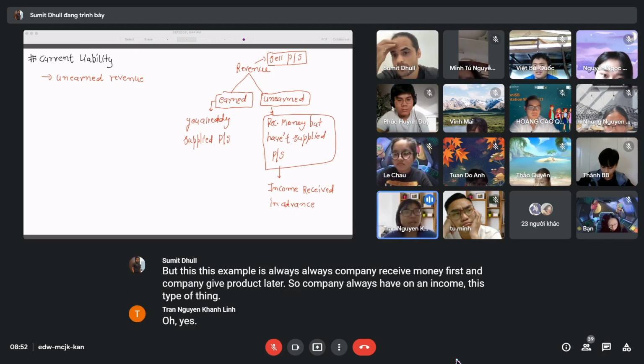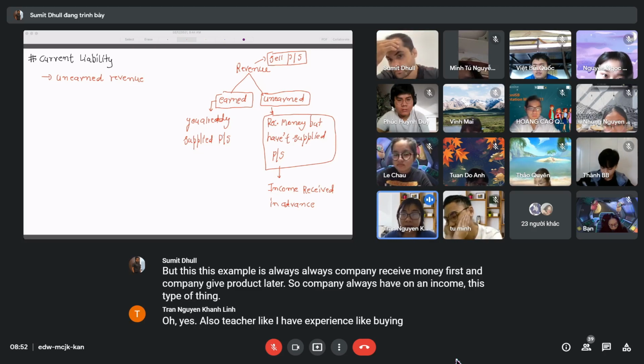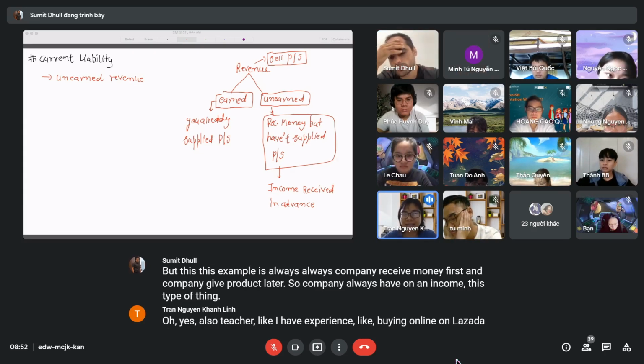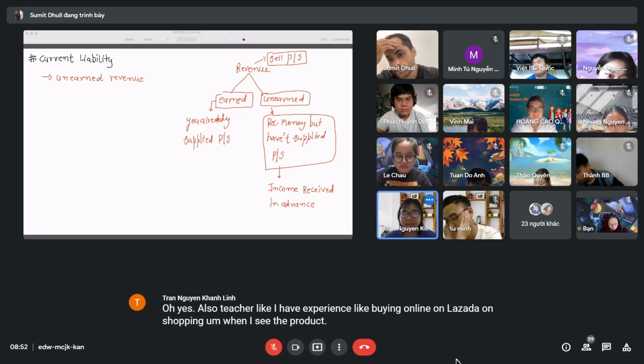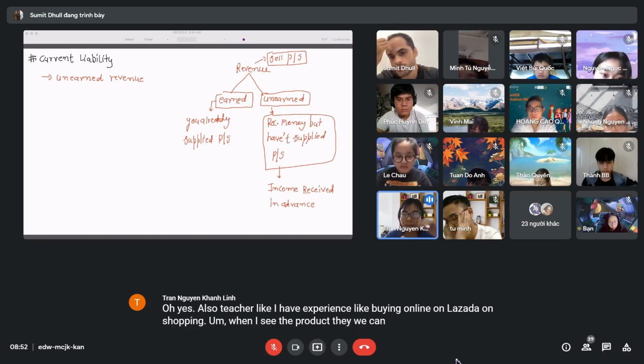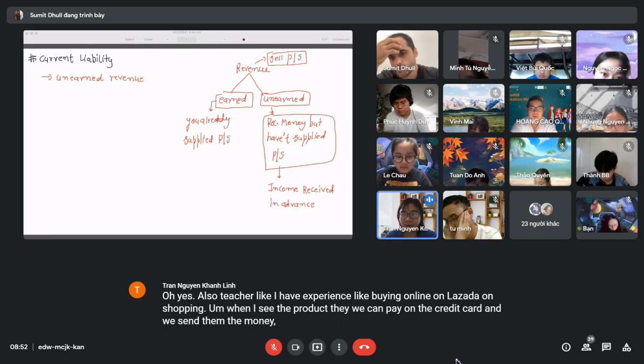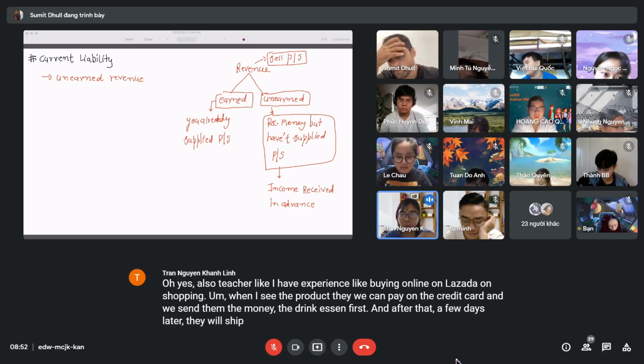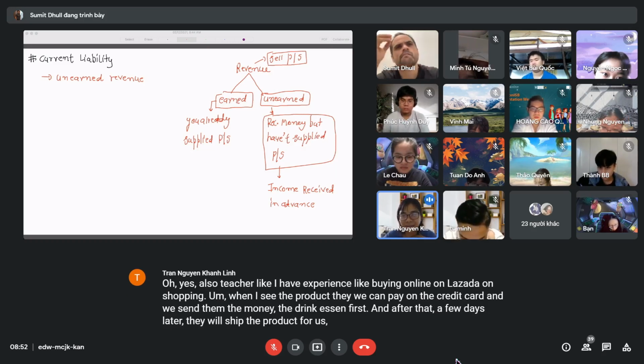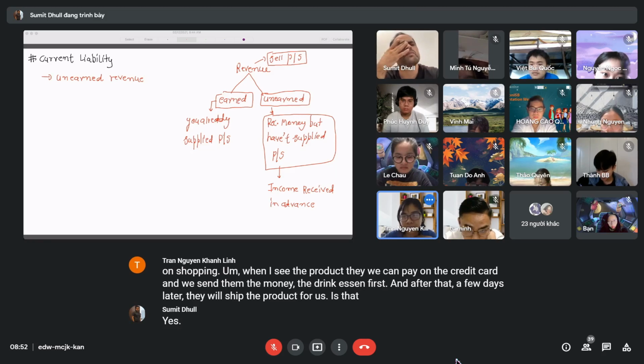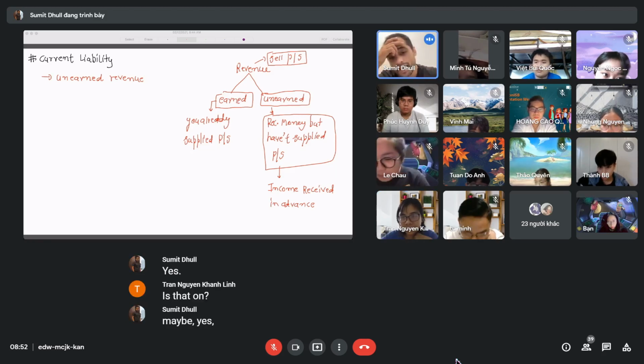Yes. So teacher, I have experience buying online on Lazada or Shopee. When I see the product, we can pay by credit card. And we send them the money, the transaction first, and after that, a few days later, they will ship the product for us. Yes, that could be unearned income for the company.